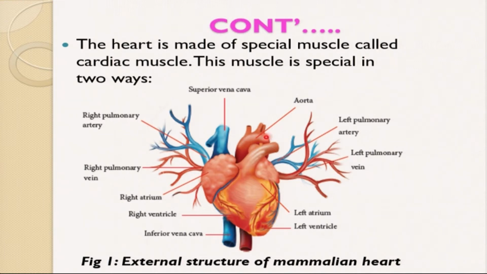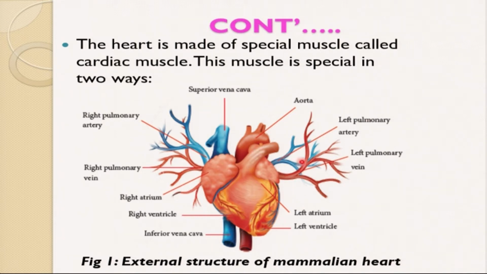We have a diagram. The diagram I'm trying to show you, as I mentioned earlier, the heart is made up of special muscles called the cardiac muscles. The cardiac muscles are the muscles that contract and relax. They work antagonistically. They contract and relax during pumping, moving blood to different parts of the body and even to the lungs. Try to observe the structure clearly, the internal structure of the heart.